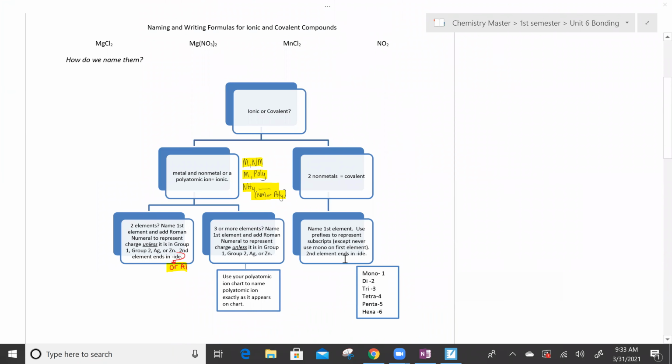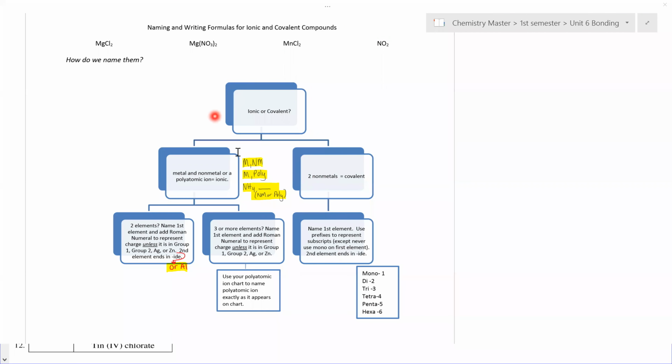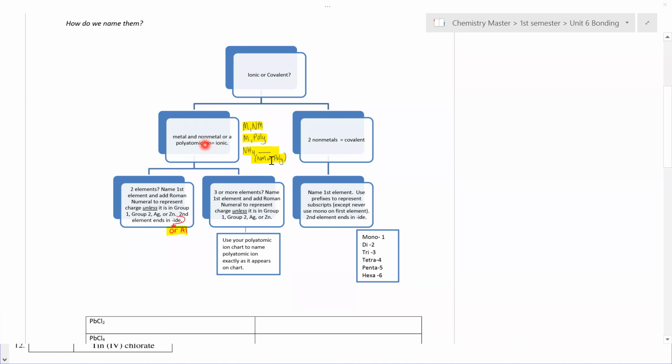Remember, we haven't done anything with covalent yet, so you should not be on this side of the flow chart. You're only on this side, okay? We've talked about how to name if it's a metal and a non-metal. We've talked about how to name if it's polyatomic, okay? Today we're going to talk about how to name if it's two polyatomics, which is only one in particular, okay?